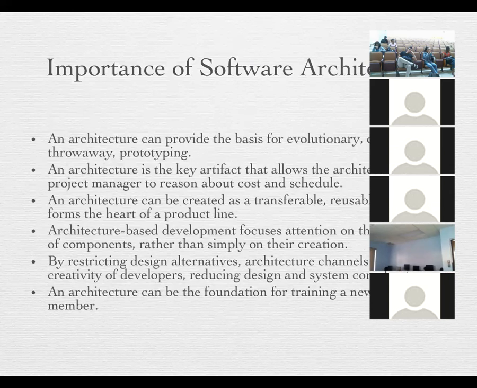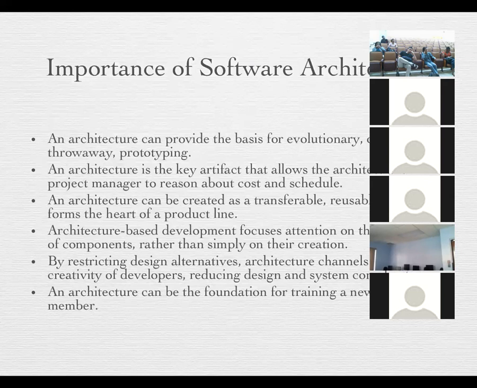And architecture can be created as a transferable, reusable model that forms the heart of a product line. Do you know what a product line is? It's usually a family of products. Like Microsoft Office, you have PowerPoint, Word, Excel, and so on. And you see there are architectural similarities: how they deal with persistence, how they deal with displaying things, how they deal with the user interface is very, very similar.